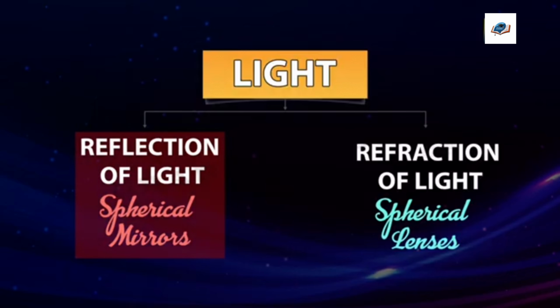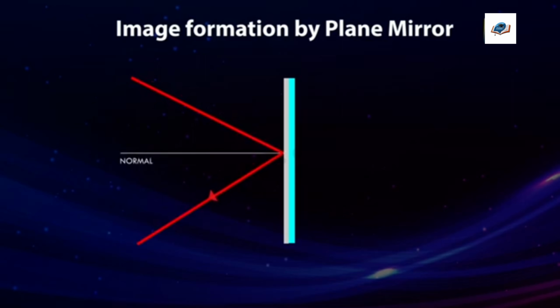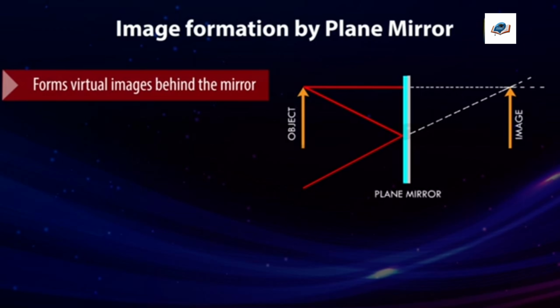This is a plane mirror. When a light ray strikes a plane mirror, it gets reflected back. According to the laws of reflection, the angle of reflection is equal to the angle of incidence. Image formation. Plane mirrors create virtual images that appear to be located behind the mirror at the same distance as the object in front of the mirror.